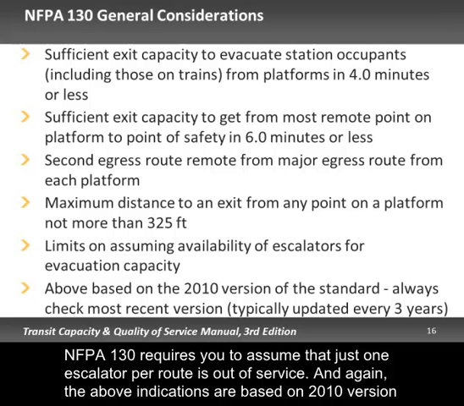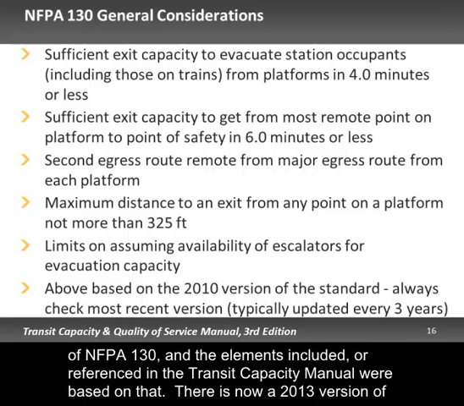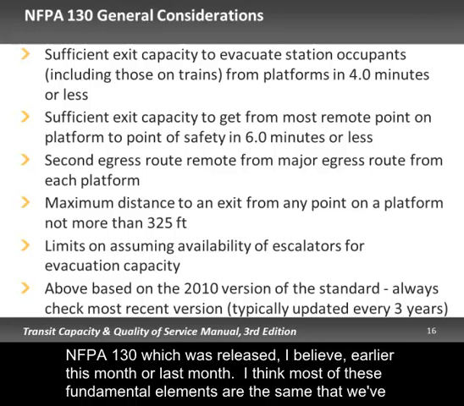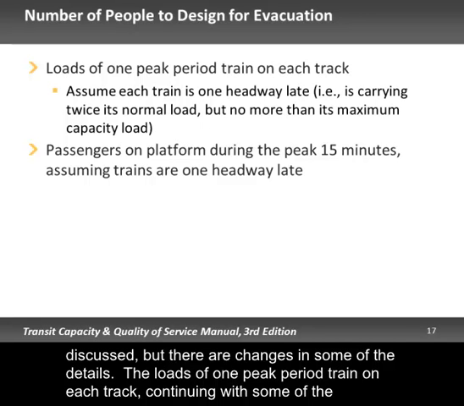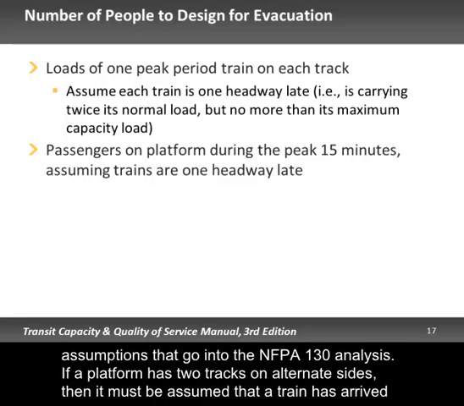And again, the above indications are based on the 2010 version of NFPA 130, and the elements included or referenced in the transit capacity manual were based on that. There is now a 2013 version of NFPA 130, which was released, I believe, earlier this month or last month. I think most of these fundamental elements are the same that we've discussed, but there are changes in some of the details. The loads of one peak period train on each track, continuing with some of the assumptions that go into the NFPA 130 analysis.